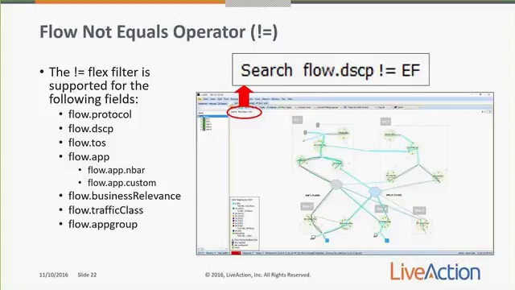So here's an example of removing, for example, the flow.dscp equals EF. Basically saying, show me everything but the EF traffic with that search term flow.dscp != EF. We're going to look a little bit further at another example in our IWAN enhancements, specifically on how we're currently taking advantage of this not equals operator.